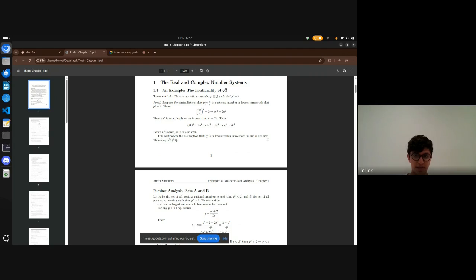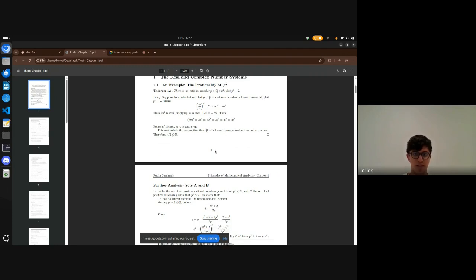And notice here, we're taking this m over n, these m and n, so that their greatest common divisor is 1. But here you see that n squared is also even, which contradicts that m over n is in lowest terms because m and n are both even.